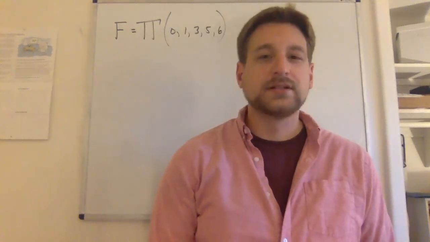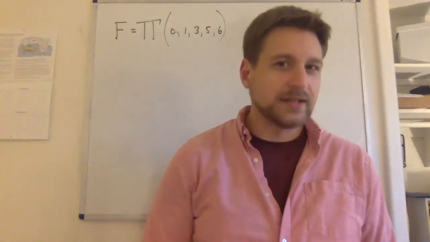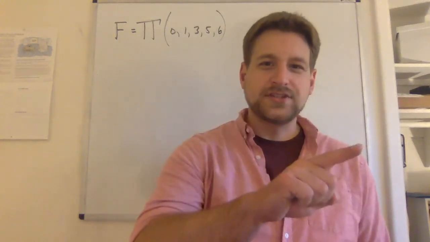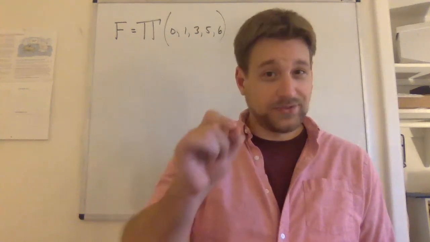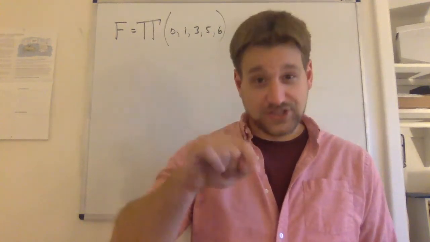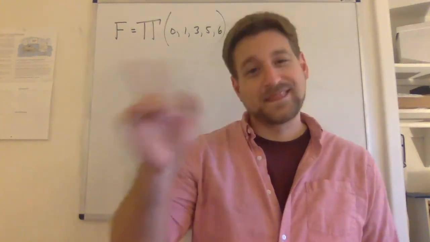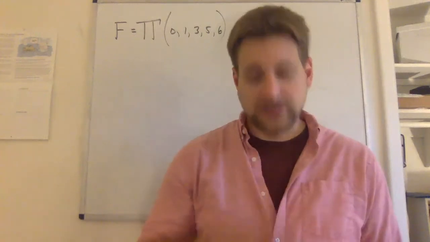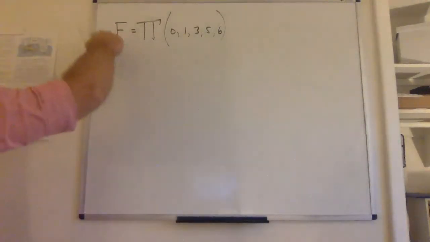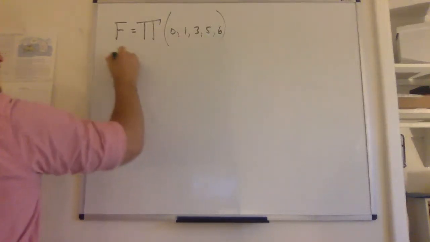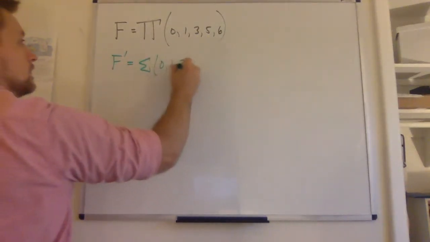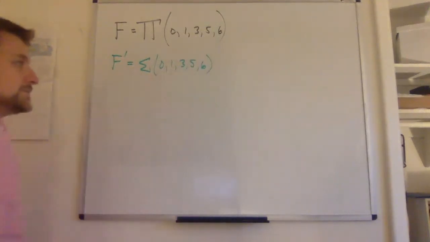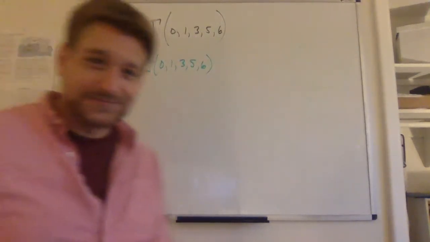Because remember that the complement of a function in product of maxterms form is very closely related to some function in sum of minterms form. Let me remind you what I'm talking about. If f is written this way, f complement is written this way. Remember?